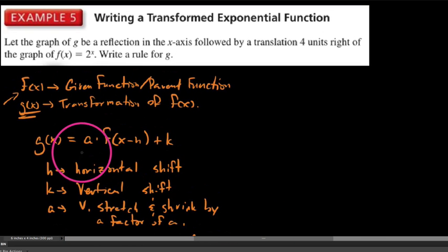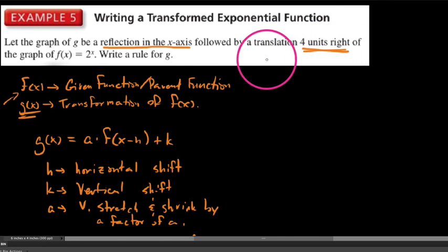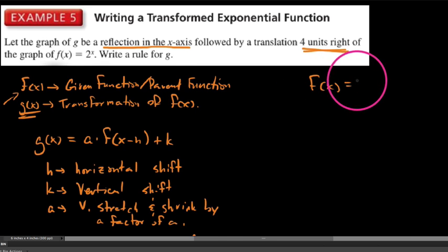But let's take a look at how we could write a function g of x in terms of f of x if we know the transformations and then come up with a rule. So looking at this, it says let the graph of g be a reflection in the x-axis, and so we can see we have an x-axis reflection here, followed by a translation 4 units right of the graph of f of x equals 2 to the x. And so one thing we want to acknowledge is this. f of x equals 2 to the x, this is the parent or given function.